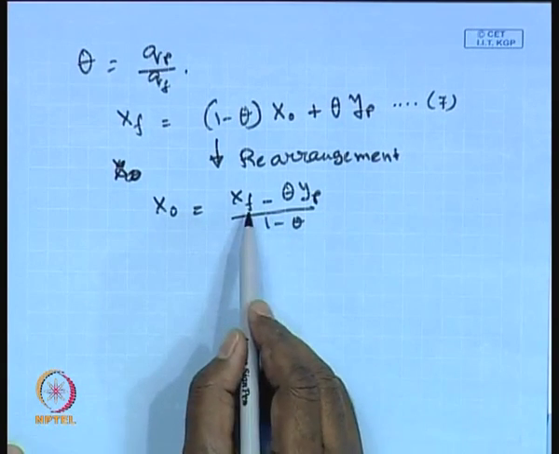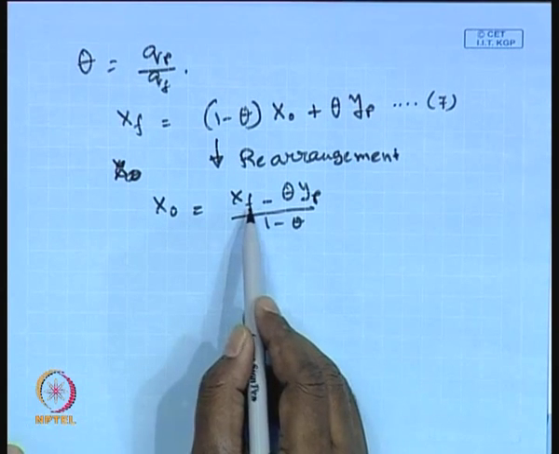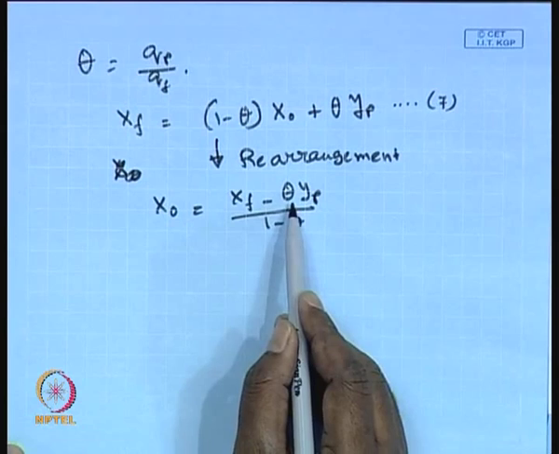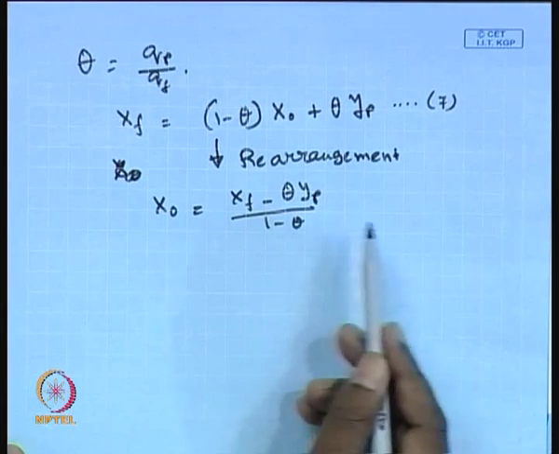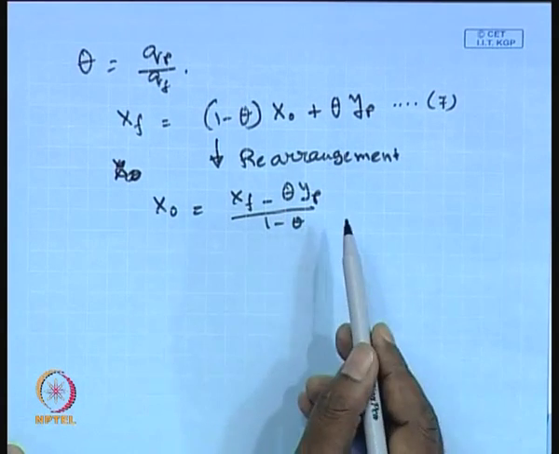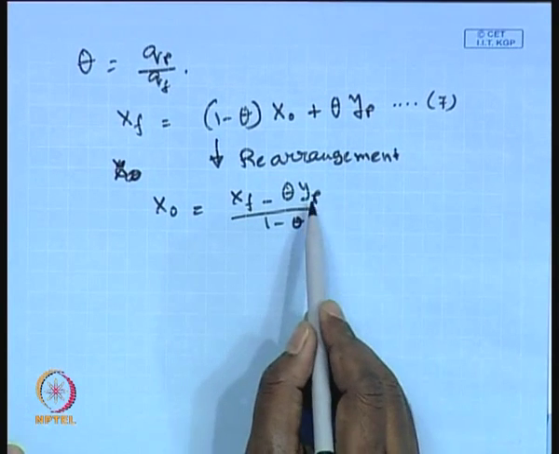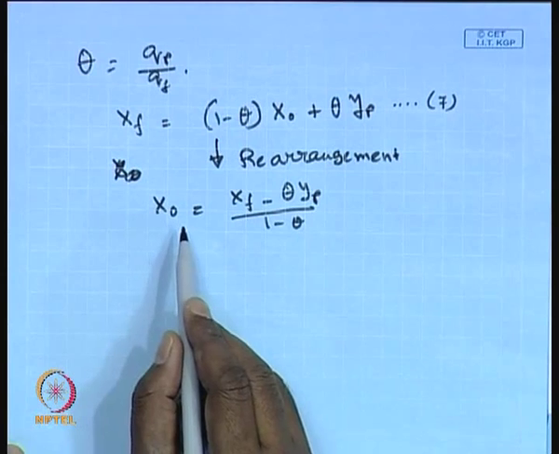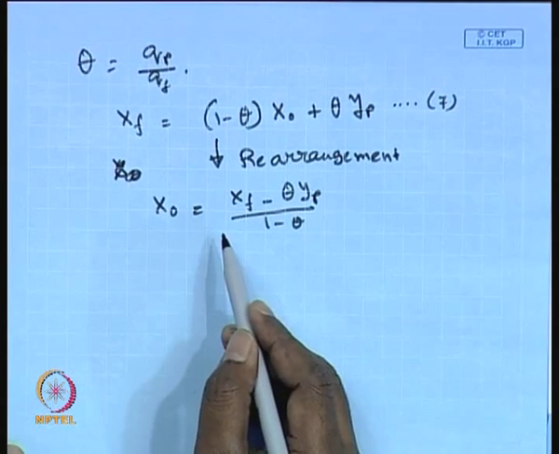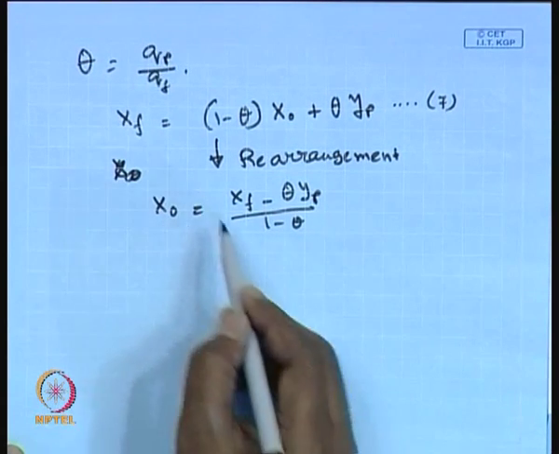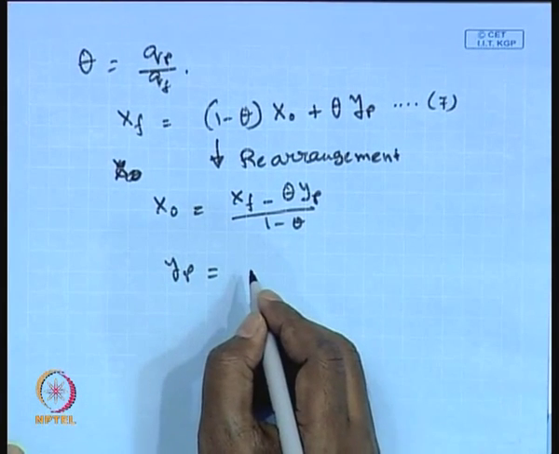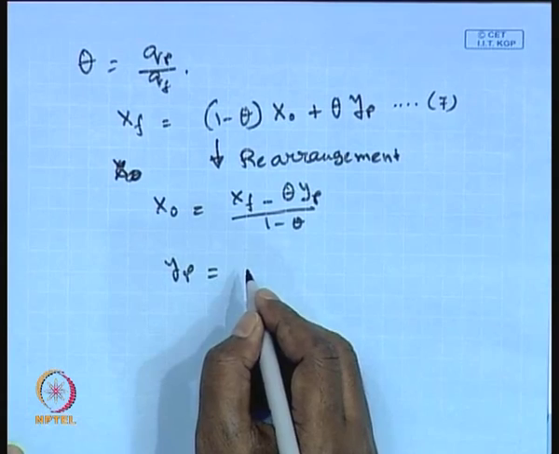That means if you know the feed concentration mole fraction, if you know the cut, that means the fraction of the feed that is going into the permeate, let us say 0.3, 30% of that, and if you know the permeate concentration, then x naught, the mole fraction of the reject stream, can be calculated from this equation. Or if you know the other things, you can calculate the mole fraction of A in the permeate stream.